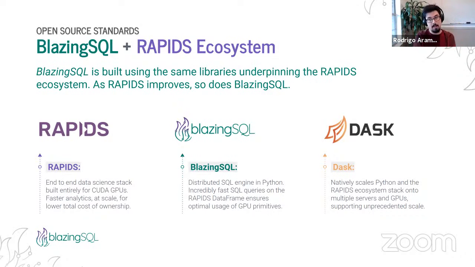Blazing SQL is built on the same exact stack, and we share a lot of the low-level C++ primitives to be able to offer customers a distributed SQL engine in Python that runs off of these data frames. And Dask is what we basically use to scale things up from one GPU or one server to many GPUs or many servers. So we'll go through all of that during the demo.